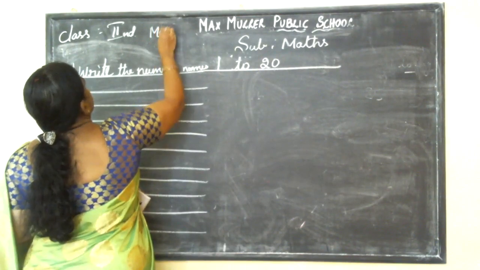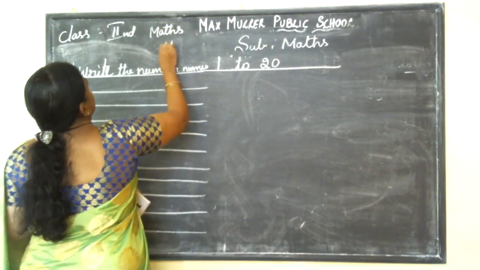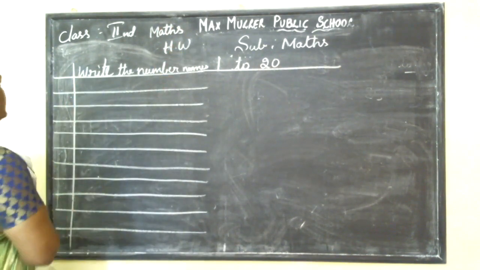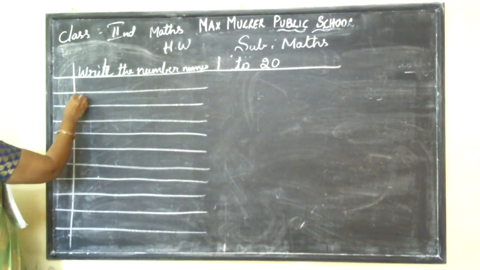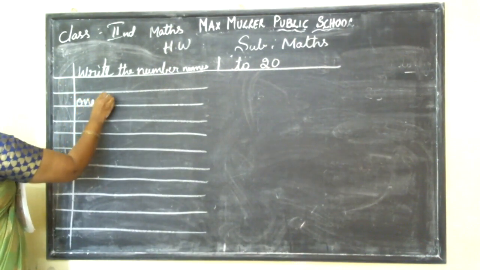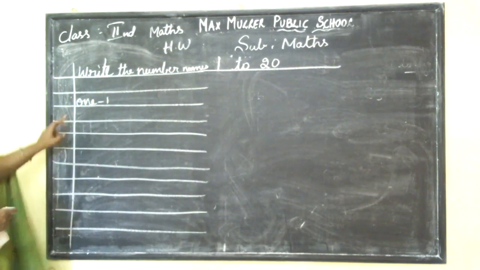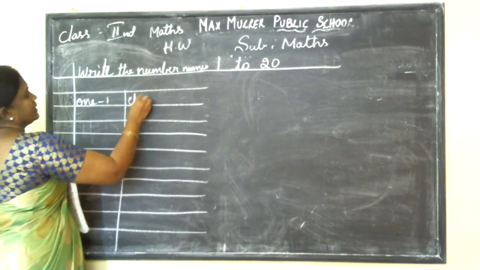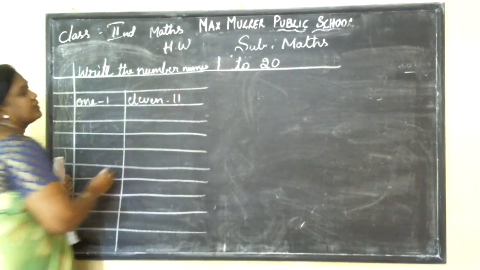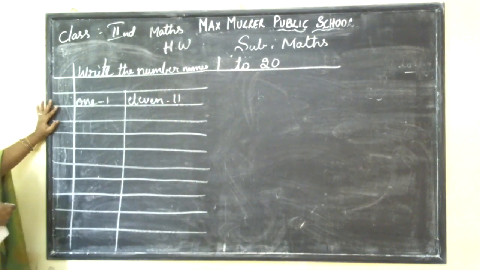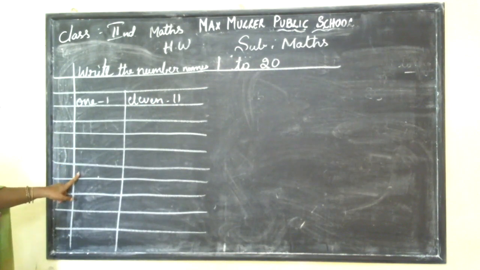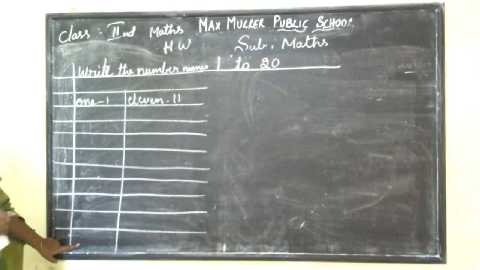Max homework. You want to write the number names for 1 to 20. See, leave here one line. Start from here, children. Like this, you want to continue the 1 to 10. Go to next for 11 to 20. Understood? You know, no. ONE 1, TWO 2, THREE 3, FOUR 4, FIVE 5, SIX 6, SEVEN 7, EIGHT 8, NINE 9, TEN 10.